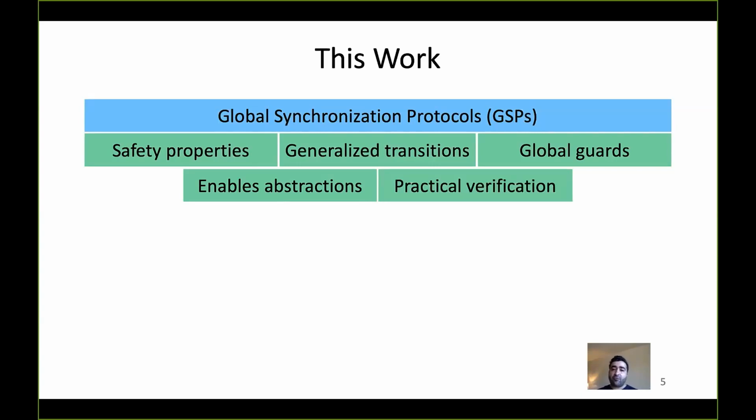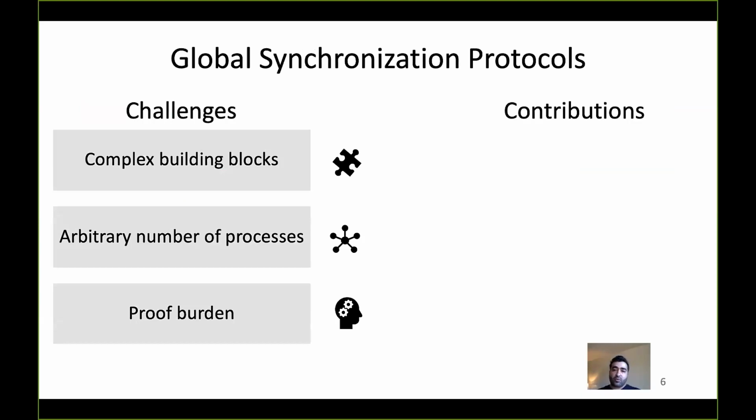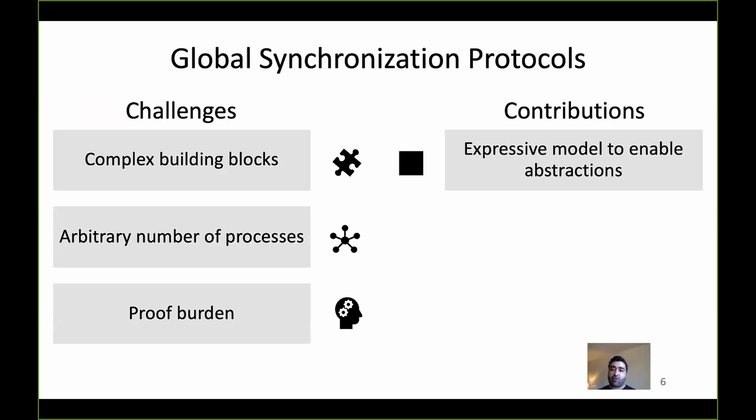And finally, we allow for practical verification using cutoff results. A cutoff result is really nice because it can reduce the parameterized verification problem into a verification problem over a finite fixed number of processes. So to summarize, our contributions to address the mentioned challenges are as follows. One, we allow for an expressive model to enable abstractions.